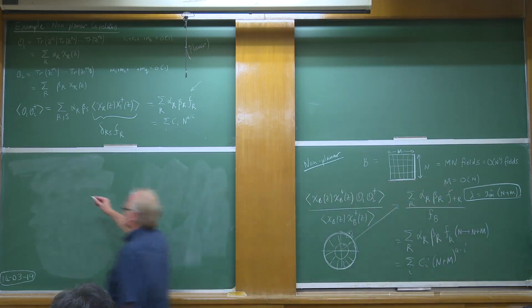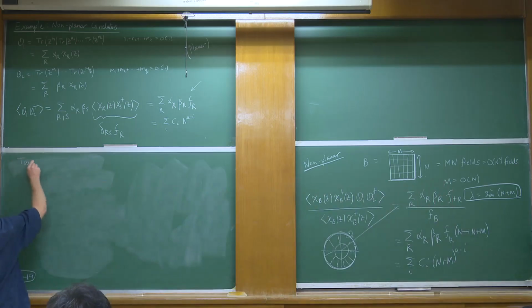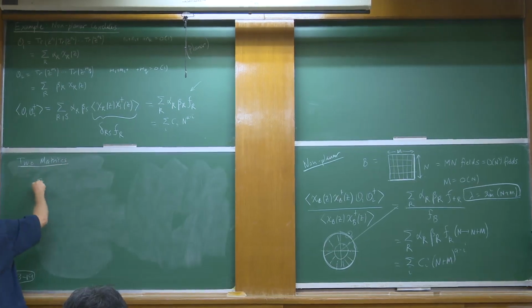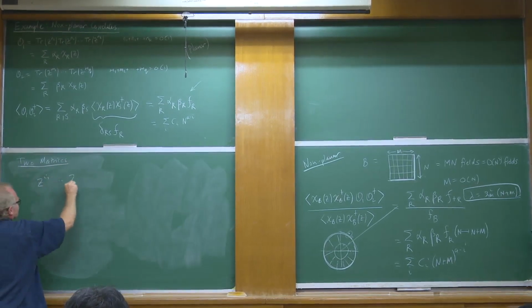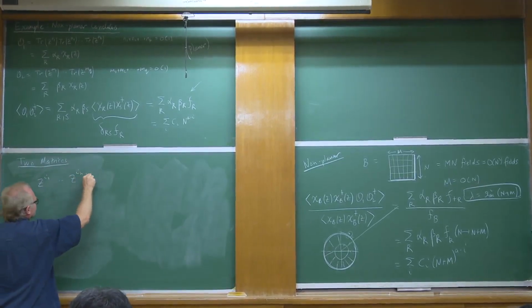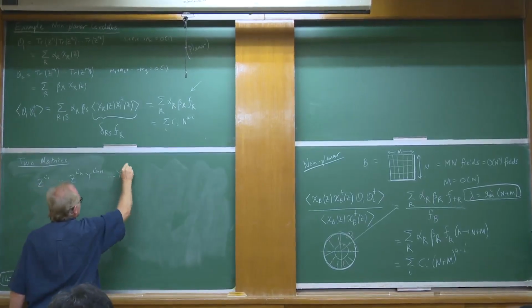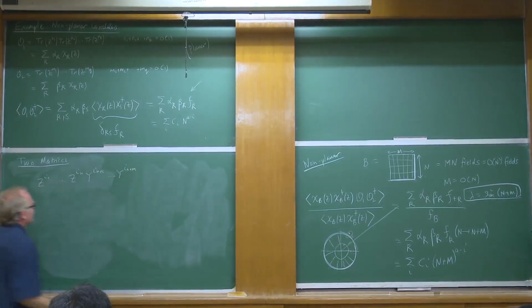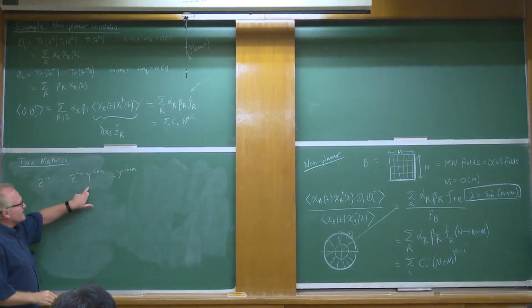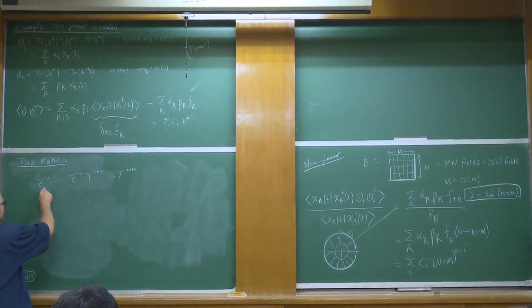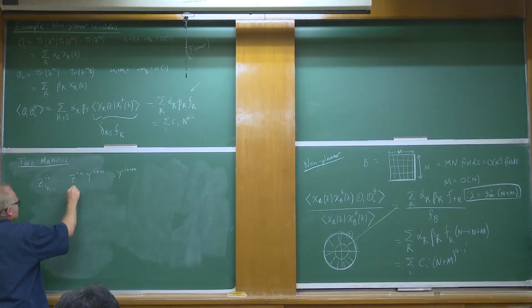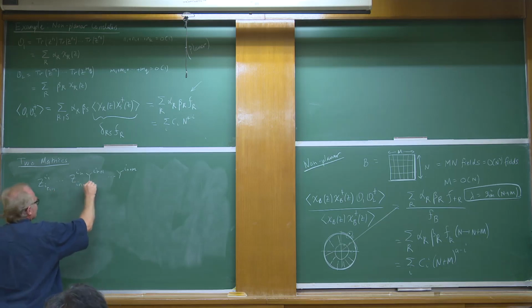So now we'll take two matrices, and what can we do? So again, let's imagine we've got some fields Z and Y, and I'm going to take N Zs and M Ys. And once again, I can label this by a permutation.